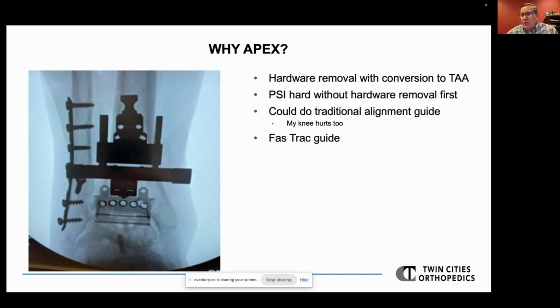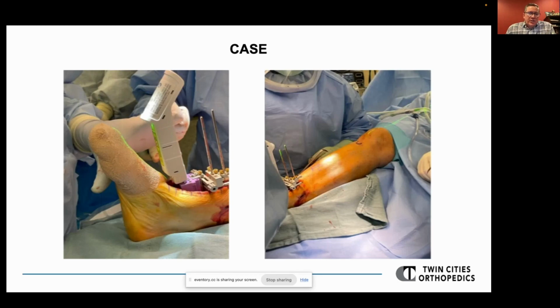Certainly could have done a traditional alignment guide on her, but she says my knee hurts and I don't want a pin in my tibial tubercle if I can avoid it. So I decided to use the fast track guide for her. So took her to the OR, took her hardware out. This is an example of that fast track guide sitting on the distal tibia. We have our sizing and alignment block here, and then we go ahead and make our tibial preparation using the fast track device.